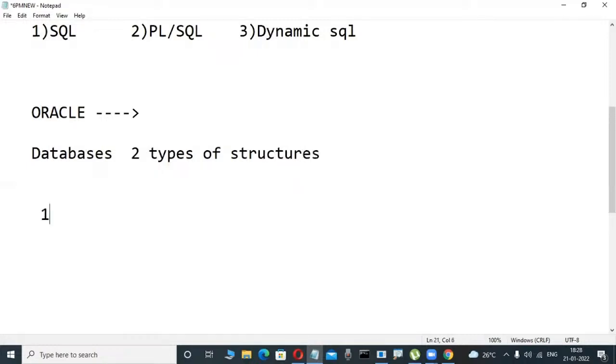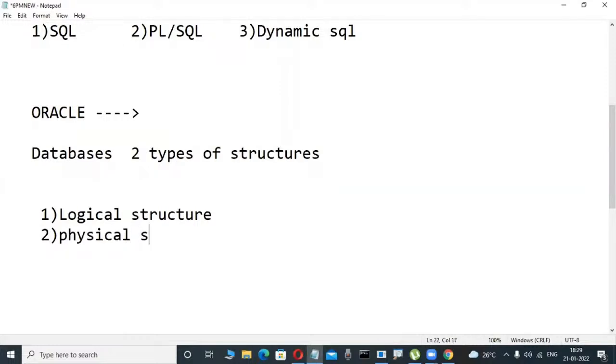Does anybody have an idea? Suppose you are taking Oracle, SQL Server, MySQL, DB2, or any relational database software you are installing in your system, two types of structures are there. One is logical structure. Database means it is a place where we can store structure. Here one is logical structure. Another one is physical structure.